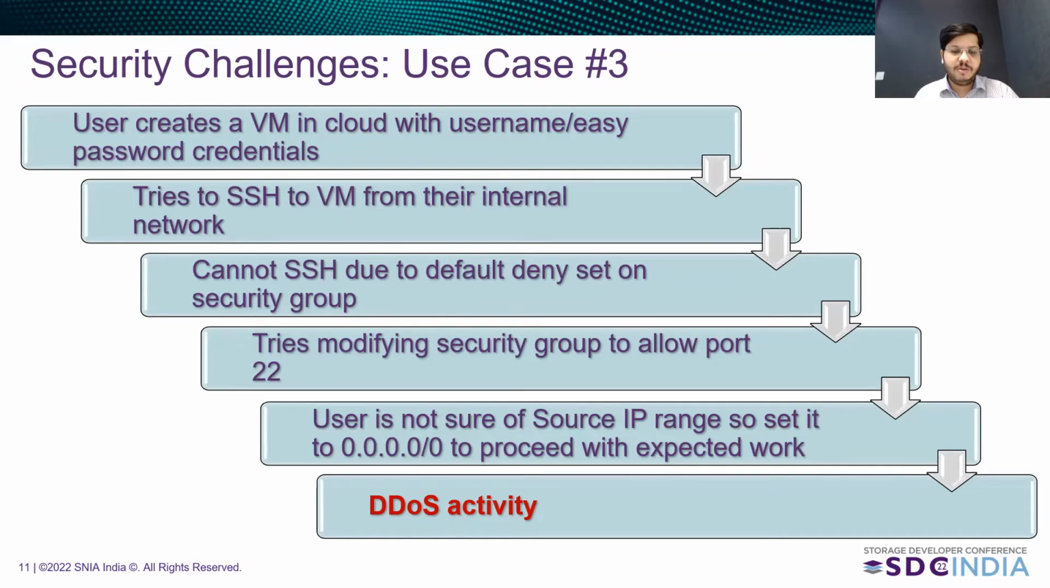The user is not sure about the source IP range, so he sets it to 0.0.0.0, or we can say it's widely open. And this can lead to access by any third party or hacker to your VMs. So we can say it's a DDoS activity.